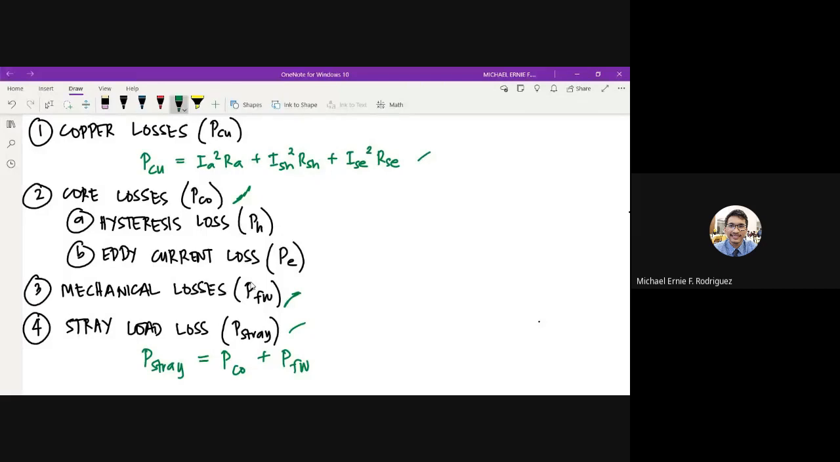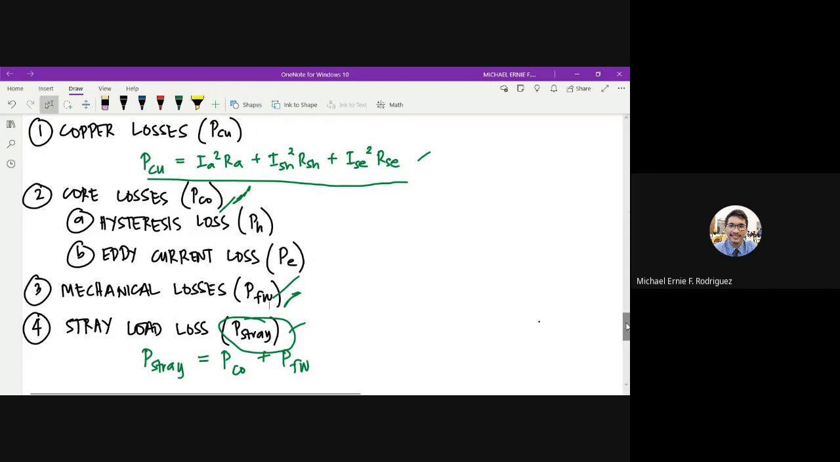Pag sa problem natin, minsan itong copper losses hindi siya given. So you need to solve for the copper losses using this formula. Ang given sa problem minsan is either stray losses na kagad, or itong dalawa, PCO or PFW. Kapag binigay ang PCO tsaka PFW, pag pinag-add mo yung dalawa, that is now the stray losses. And then yung copper losses natin, kailangan pang isolve using this formula.